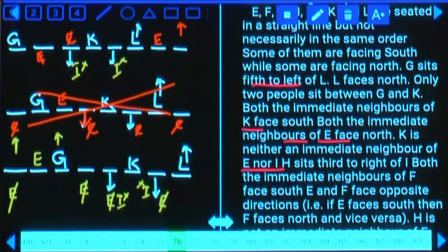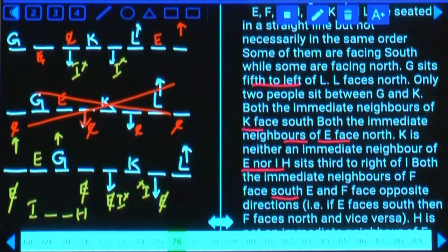Next one, H is seated to the right of I. Now we need to identify the position of this H. And both the immediate neighbors of F are facing south.